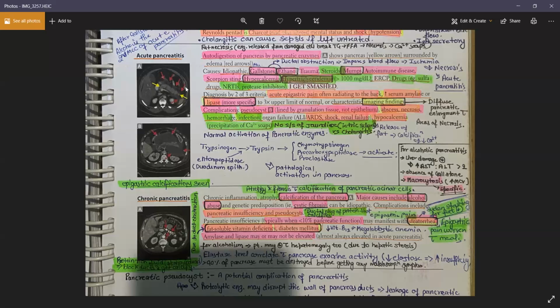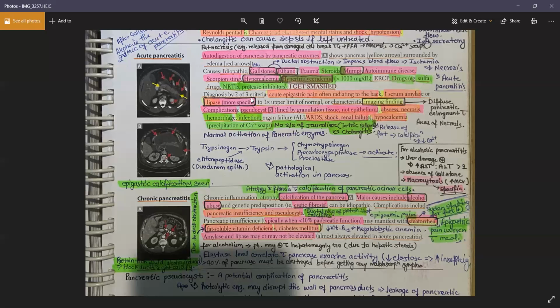Okay, and which NRTI most commonly can cause acute pancreatitis, if anyone remembers? Didanosine. Yeah, didanosine, very important. Didanosine can cause acute pancreatitis most commonly. Okay, and the protease inhibitors can also cause acute pancreatitis. Okay, so yeah, those would be the causes of acute pancreatitis. Is that okay for everyone?